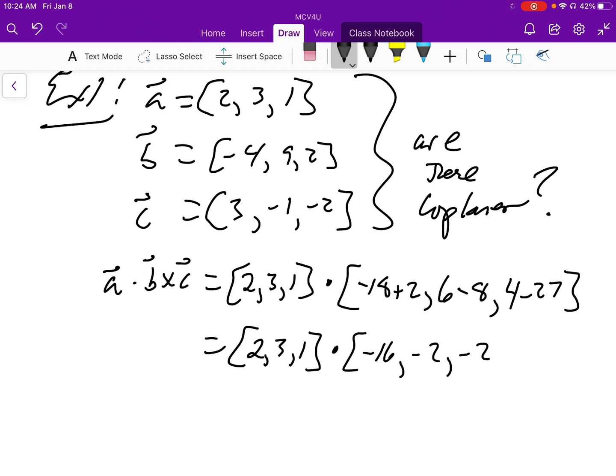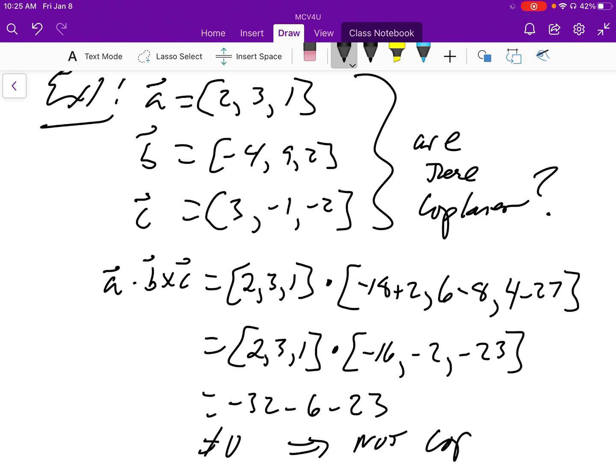So -23. And when we go through this, I can already see this is going to be a negative number and not going to be 0, but we have -32 minus 6, -23. It's not 0, which implies they are not coplanar. Okay, that's the idea. They're not coplanar.